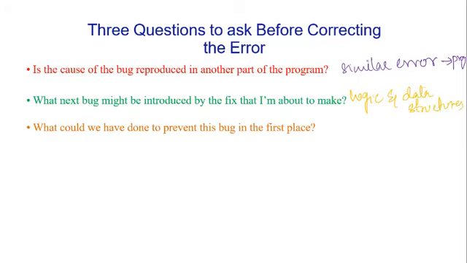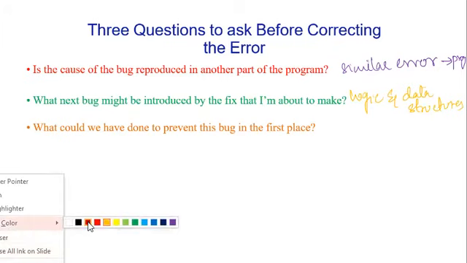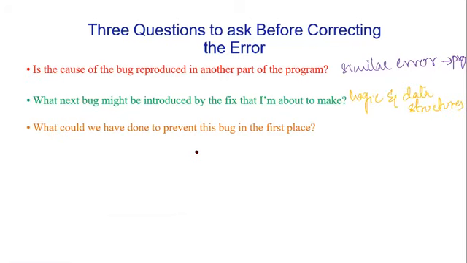Then the next is, what should we have done to prevent the bug in the first place? Now, this is the first step towards your software quality. That is how you're going to avoid the different errors. By correcting the process, you're correcting the product also. When a bug is removed from a program, it is also eliminated from other future programs when you focus upon this third point. So these are the three questions that are asked for correcting errors. Following this makes your debugging process easy and a lot simpler.